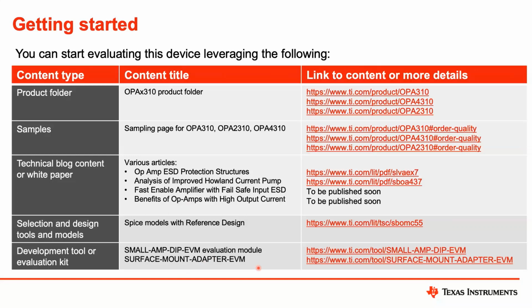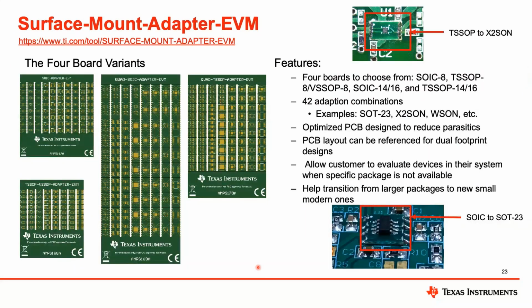I'll quickly touch on the surface mount adapter EVM. This is basically a board which is developed by our applications engineer, Robert here. It enables you to actually use a smaller package on a bigger layout pattern that you have on your board to evaluate the packages when you are trying to move from a larger package to a smaller package, right?